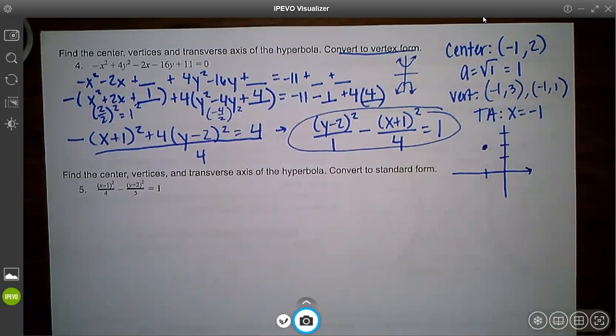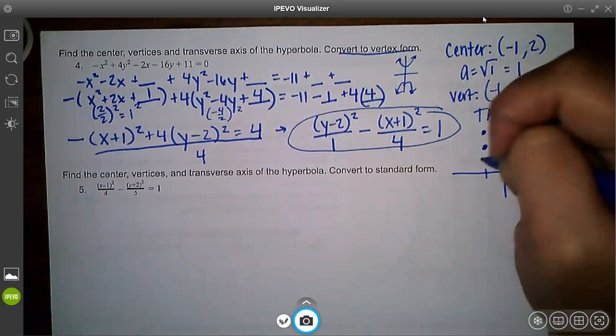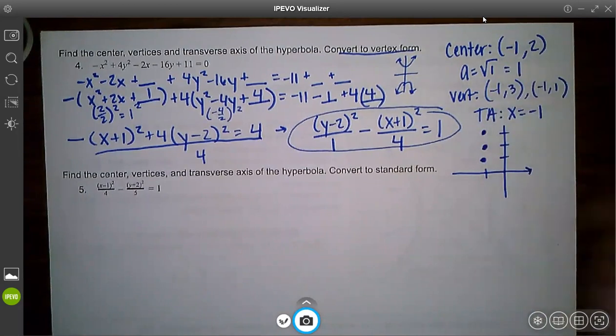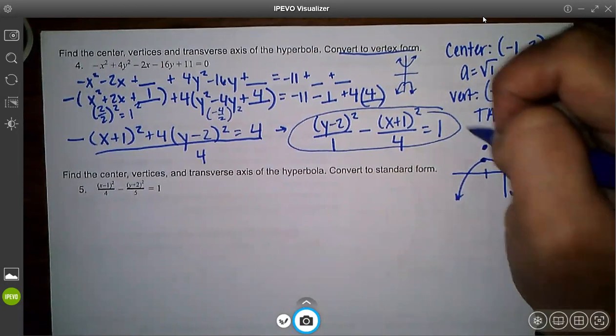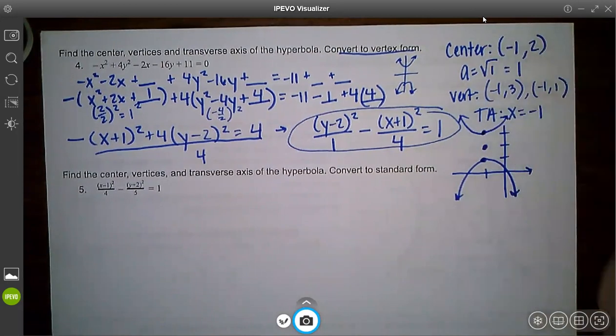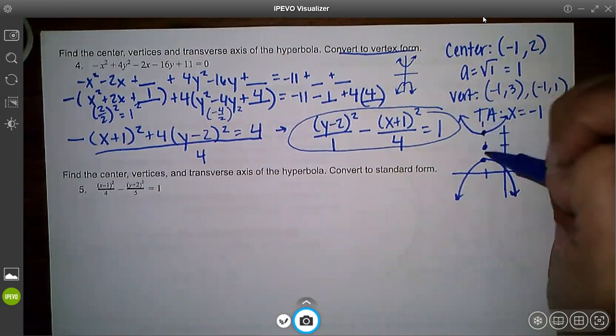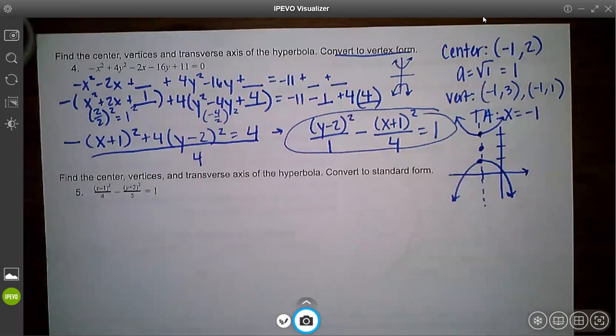Negative 1, 2 is my center. My vertices will go 1 up from that and 1 down from that. It might help you to graph it first. And then my transverse axis is this axis, x equals negative 1.